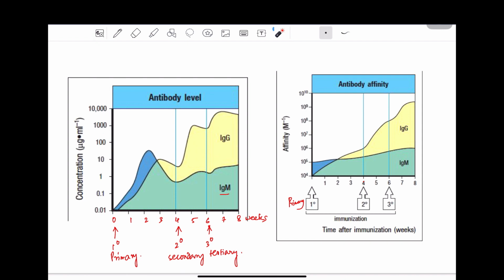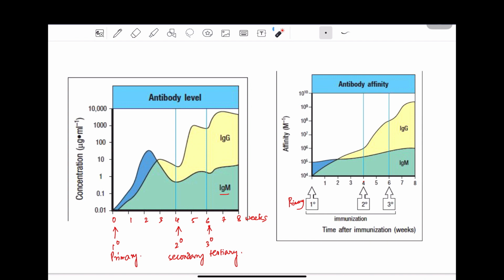So this is the antibody produced during the secondary and tertiary responses. And this is the antibody level. Here, the antibody level is in logarithmic scale. So please remember it, the antibody level increases in the logarithmic scale. So it's a huge increase in the antibody level, right?